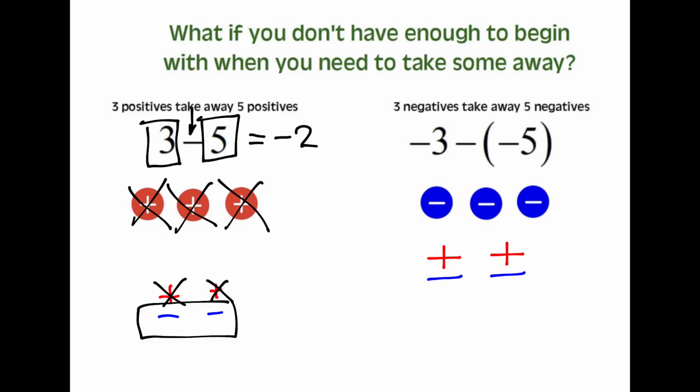So now we're going to subtract the 5 negatives that now we can do. So there's 1, 2, 3, 4, 5, and we're left with 2 positives.